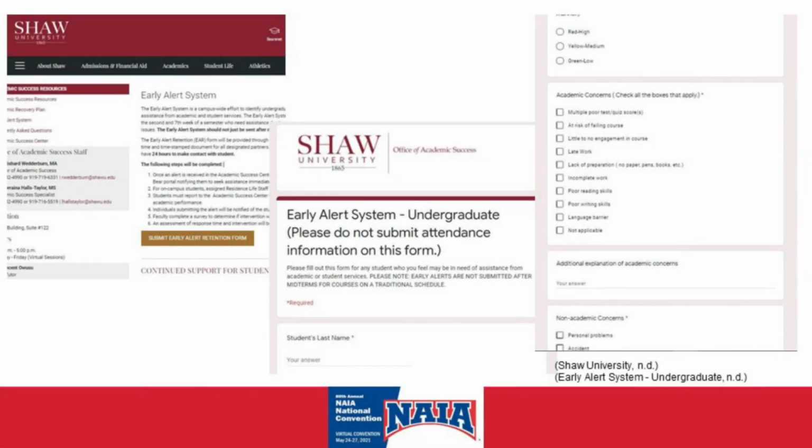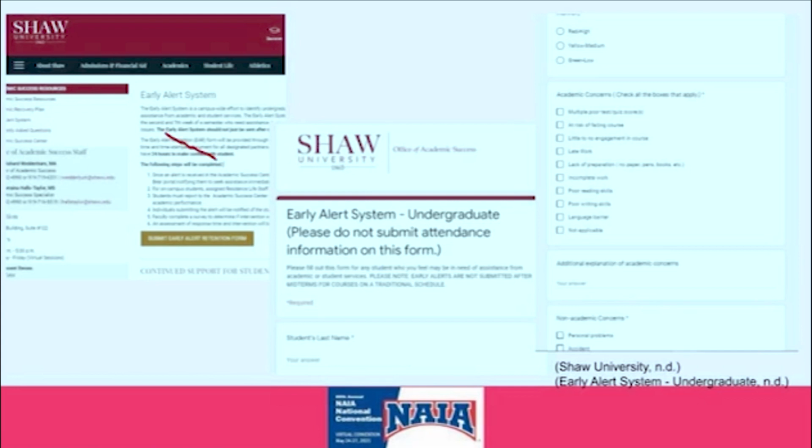Right here, we can see an example of Shaw University's website where they implemented their early alert system. This first page on the left describes their early alert system, and then professors can click this button and it brings them to the early alert system form. Here, they fill out information about the student on the form. Then they can check off the boxes of the support center or the outlets on campus they think the student would benefit from the most.